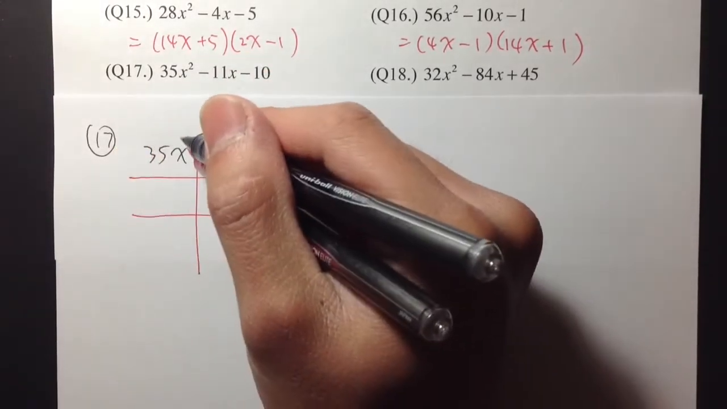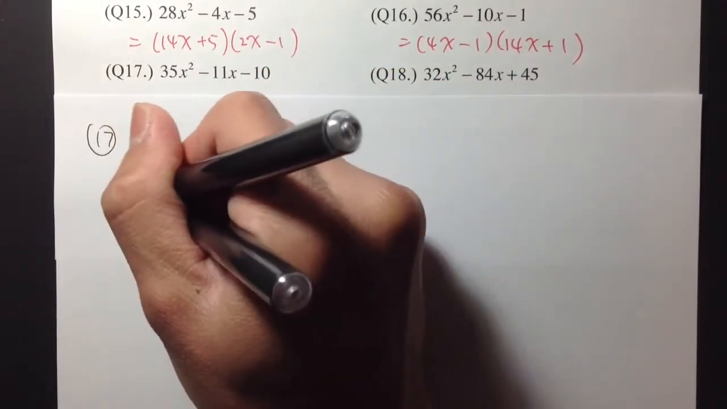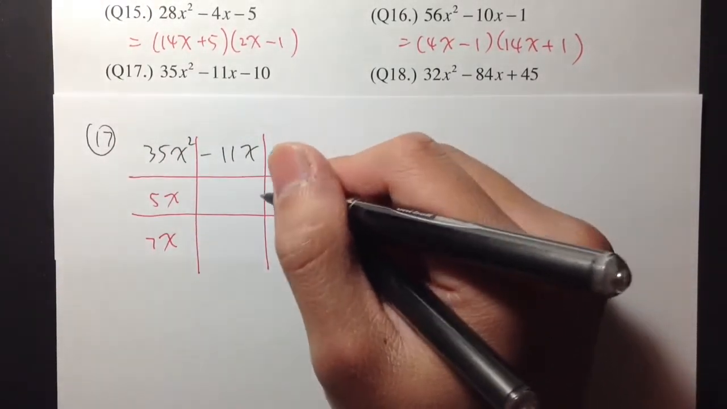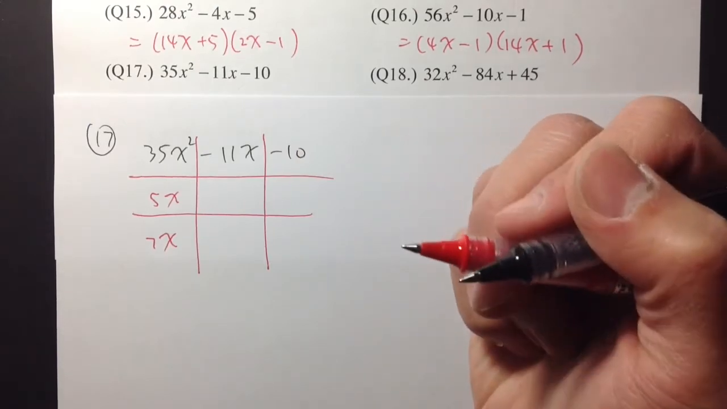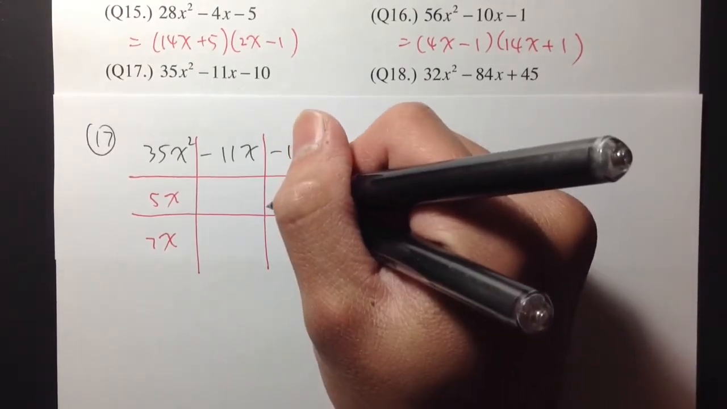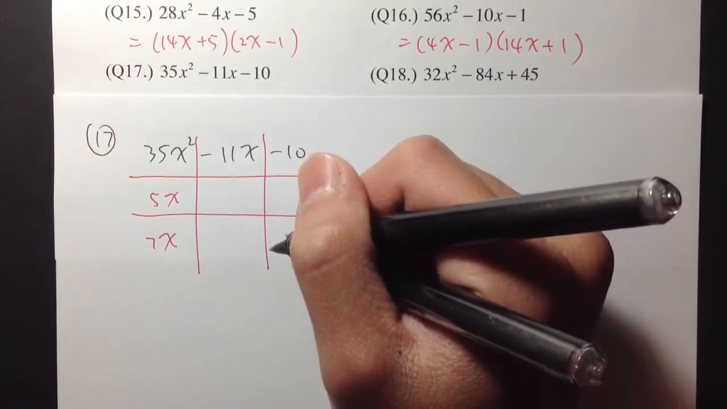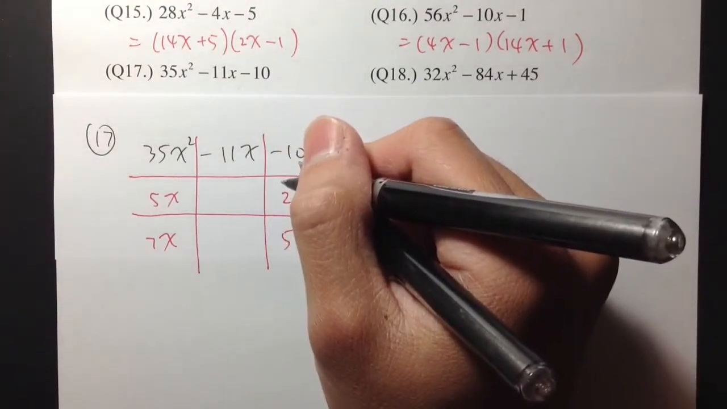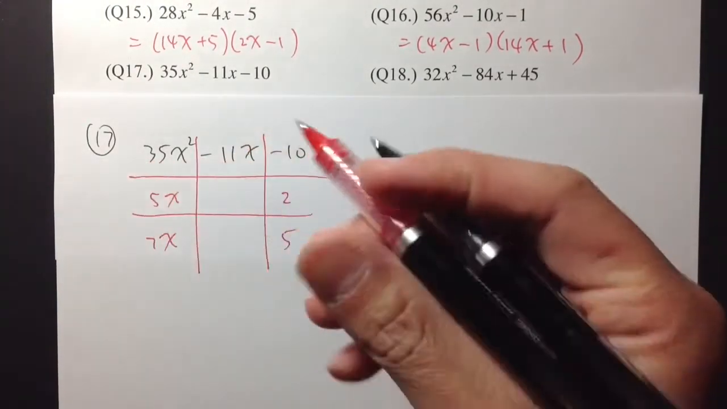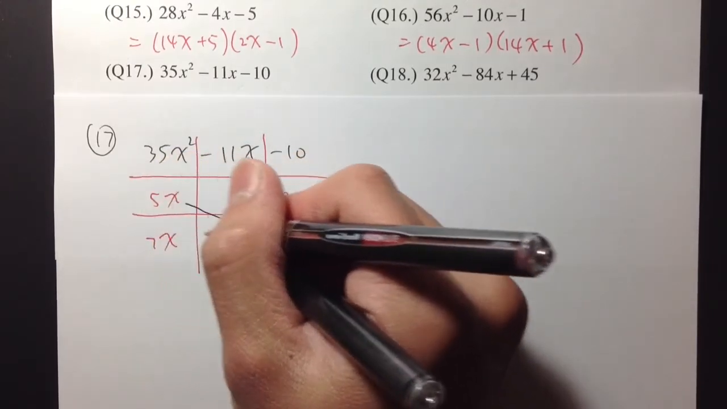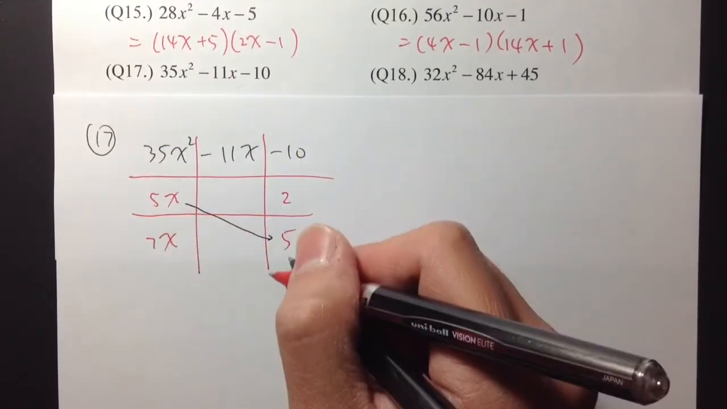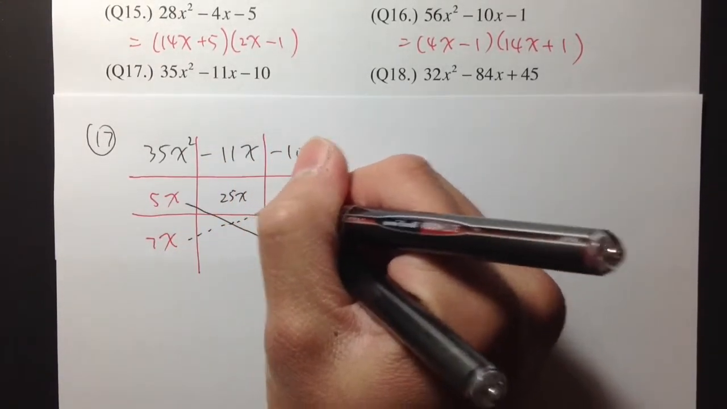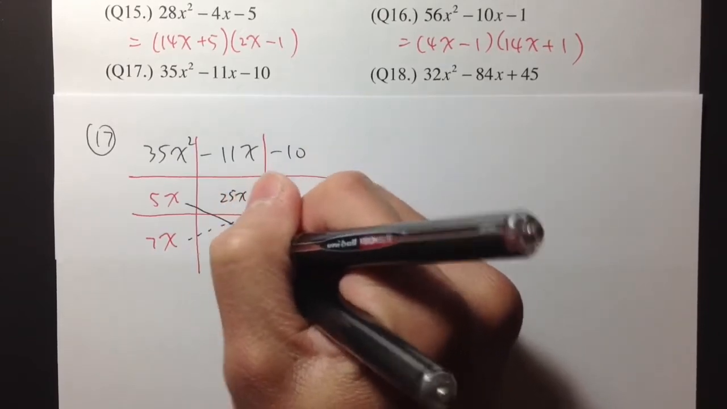Okay, for 35x squared, I would need maybe a 5x and a 7x. But for 10, to get negative 10, well, I will get 2 and 5. If I put a 2 right here and a 5 right here, will that work? Let's see. 2 and 5. I need to get negative 10 though. Actually, let me multiply this first this time. So I will have 5x times 5 is 25x, and then 7x times 2 is 14x.